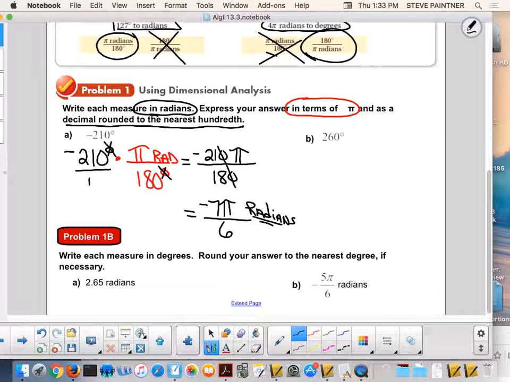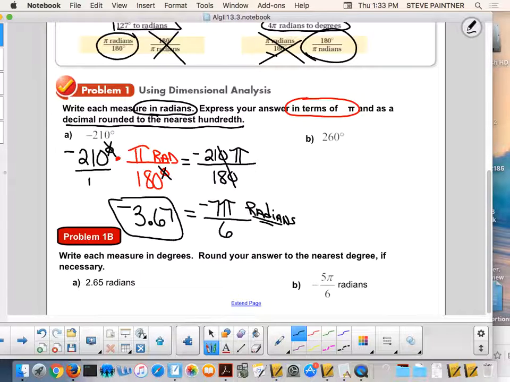Okay. Take negative 7 times pi in your calculator, divide the whole thing by 6. 3.67. So this actually tells me I took my radius and wrapped it around my circle 3.67 times. I went over the pi mark a little bit, a little over half a circle. Good?